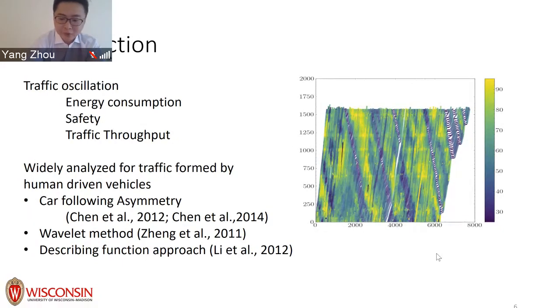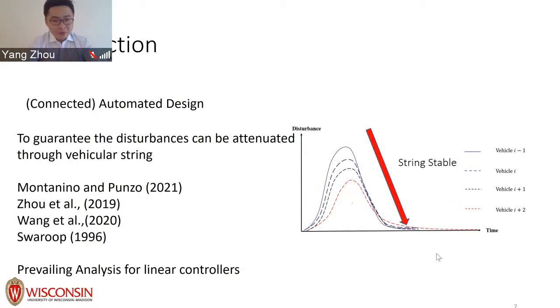2012. On the other hand, for theoretical design, some researchers aim to guarantee string stability, which is an important concept to guarantee that disturbances can be attenuated through the vehicle string. There is lots of research, such as Montanino and Punzo 2021, and Zhou et al. 2019, etc. Basically, they try to mathematically derive sufficient conditions for designing automated vehicle control to ensure that the disturbance can be attenuated. However, this prevailing analysis is for linear coupling controllers.